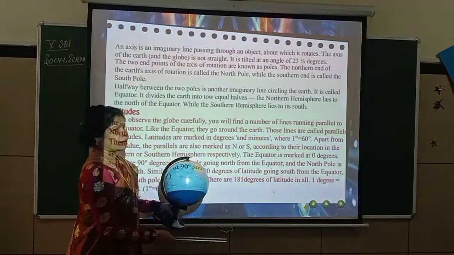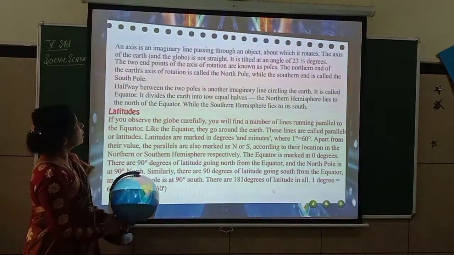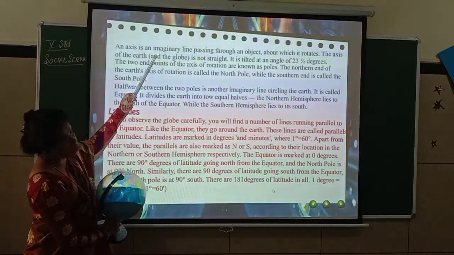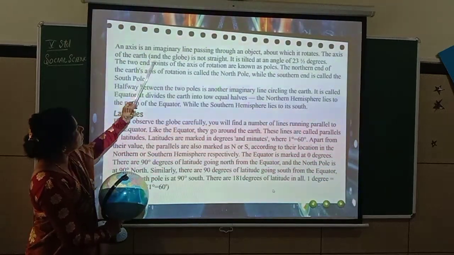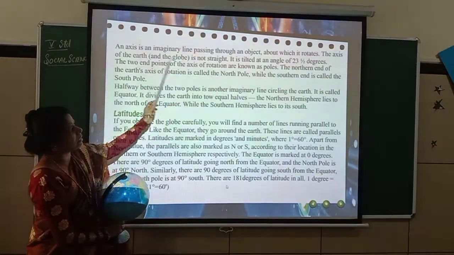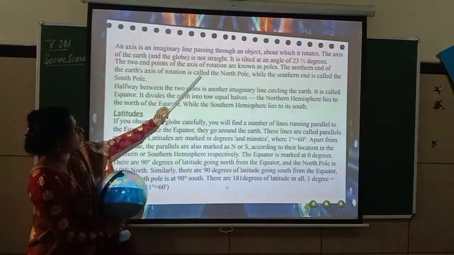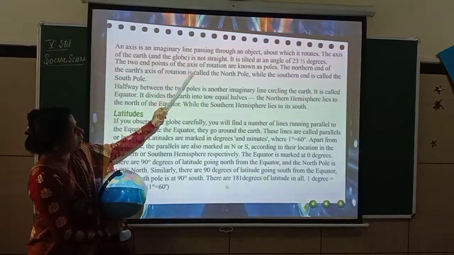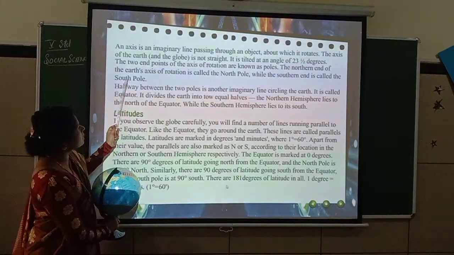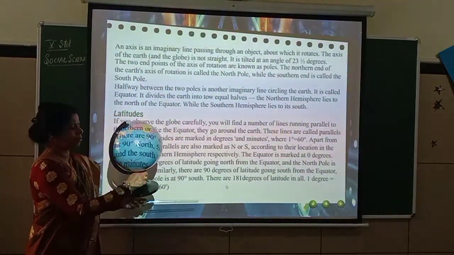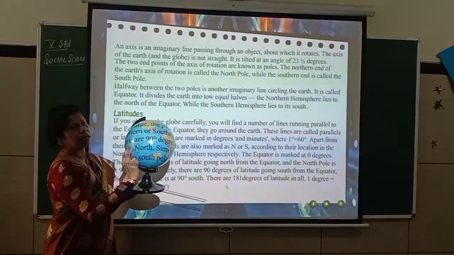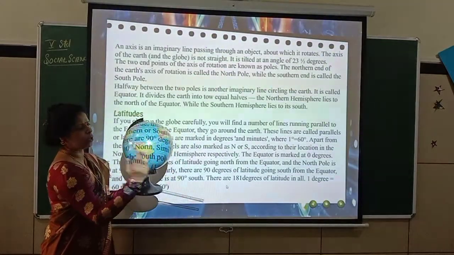So let us see what is that axis here. You can see that an axis is an imaginary line passing through an object about which it rotates. The axis of the earth and the globe is not straight. It is tilted at an angle of 23.5 degrees. The two endpoints of the axis of rotation are known as poles. The northern end of the earth's axis of rotation is called North Pole, while the southern end is called the South Pole. So, I have told you this axis is the line about which the earth helps in movement, or what you call rotation.